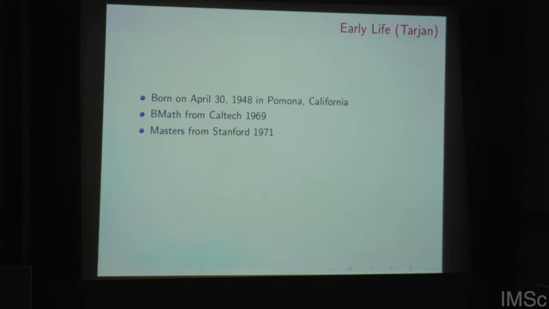Okay, so now Tarjan does his BMath at Caltech in 1969. He was always interested in math. He gets his master's from Stanford in 1971. Knuth was his course advisor, and Tarjan wanted to do something in AI, but Knuth had other plans. He wanted him to read his book on fundamental algorithms.